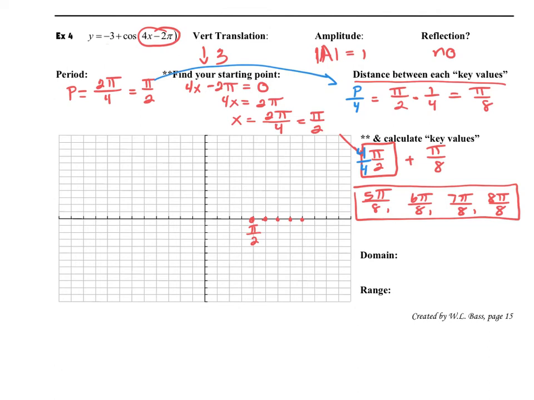Now, this one had a vertical translation. So what I want to do is draw in that little horizontal line to represent where my new quote-unquote center line is going to be. Okay, and I'm going to move these dots down here. Now, a cosine graph does not start on the center line. It's going to start either above or below. Our graph does not have a reflection, so we're going to start above our center line. So I'm going to put a tick mark there to start above.